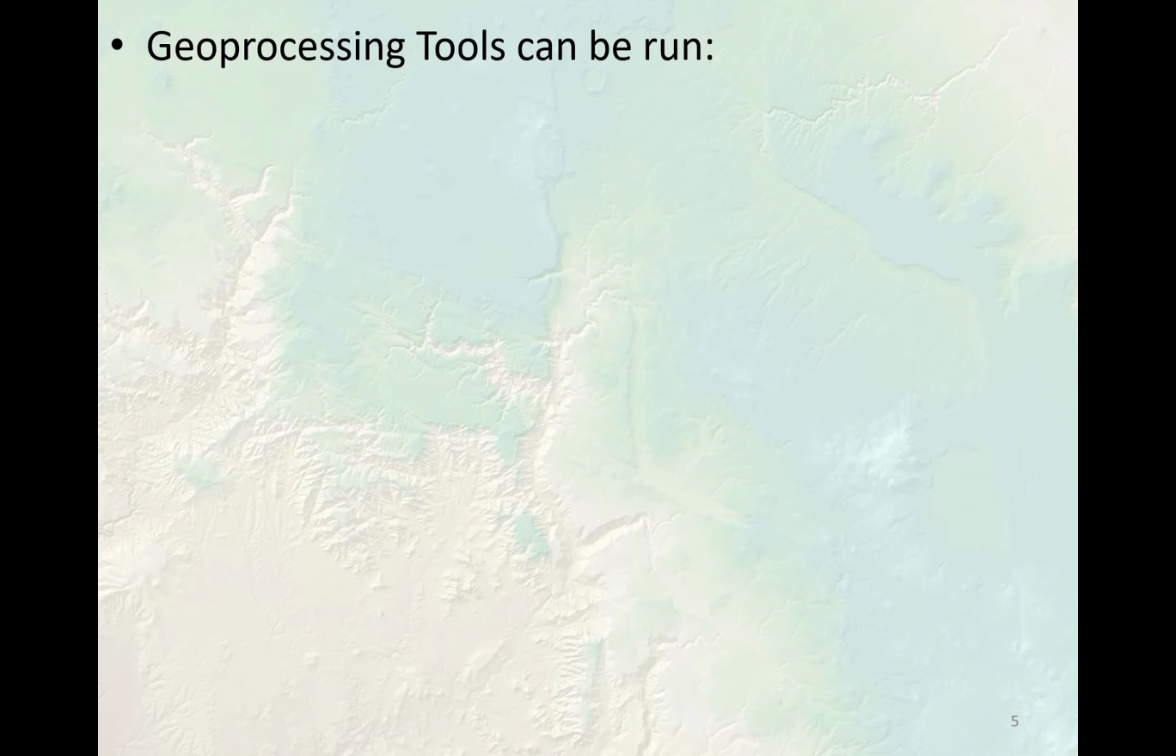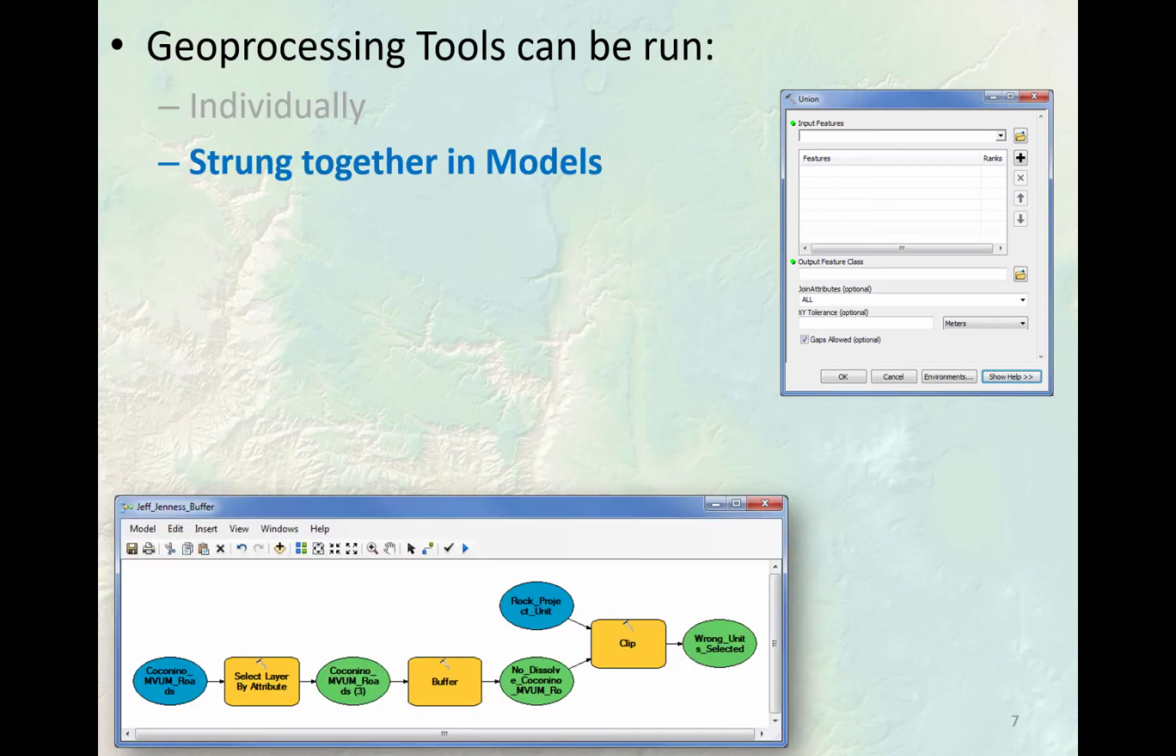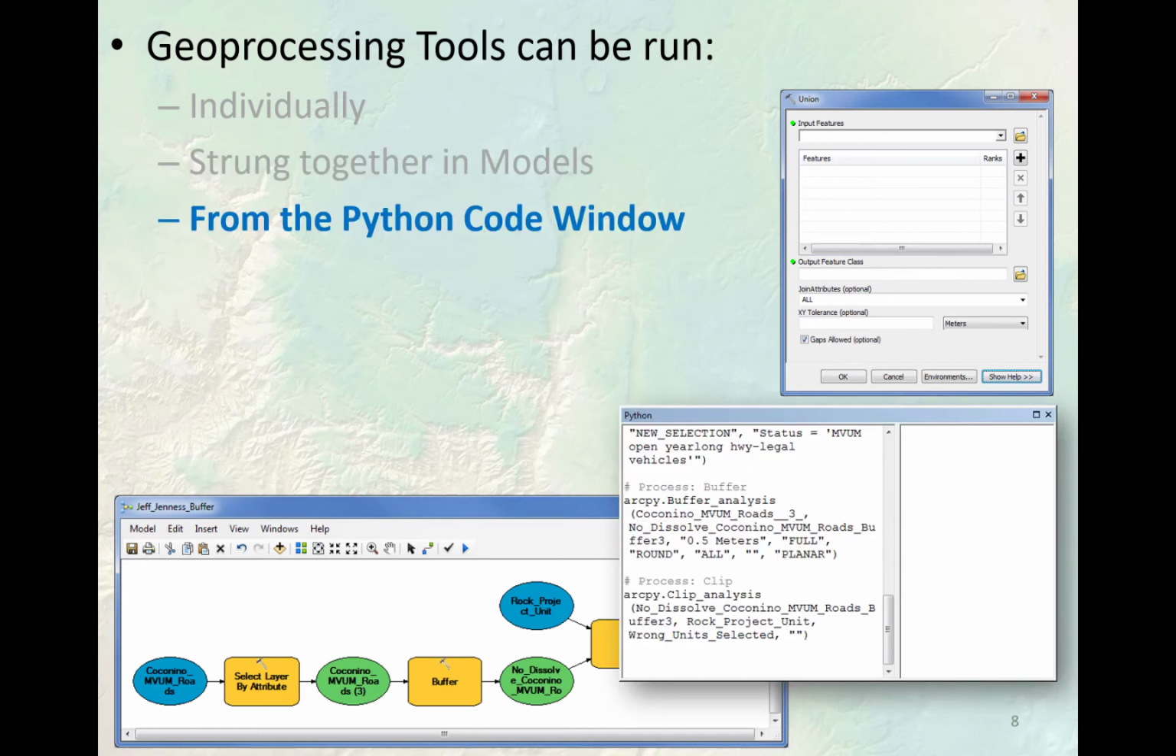Now, we can run these tools in a number of ways. First off, you can run them just individually. You click one of those tools, fire it up, fill out the form, and hit go. That's probably the way most of us do it most of the time. You can also string these tools together in models, and we'll get to that later. But the neat thing about this is you can create a model where a tool produces an output, and then that output is used directly as input into the next tool. You can string a whole bunch of them together to do fairly complicated tasks. And then finally, you can run these tools in Python, and yeah, we'll cover that a little bit as well.